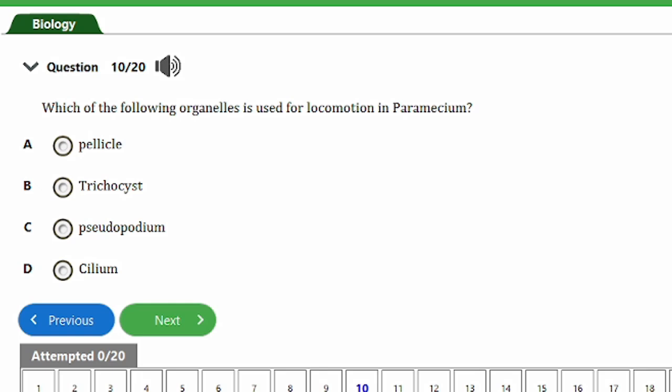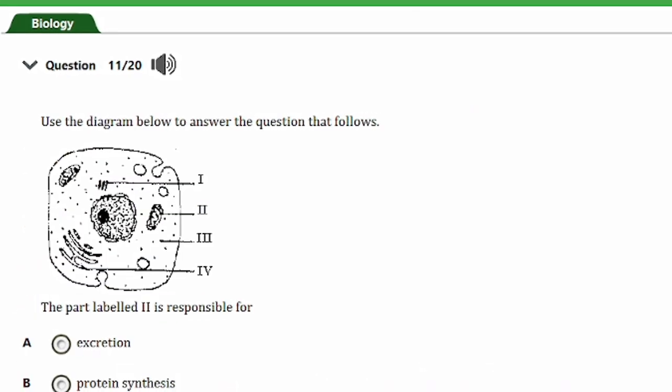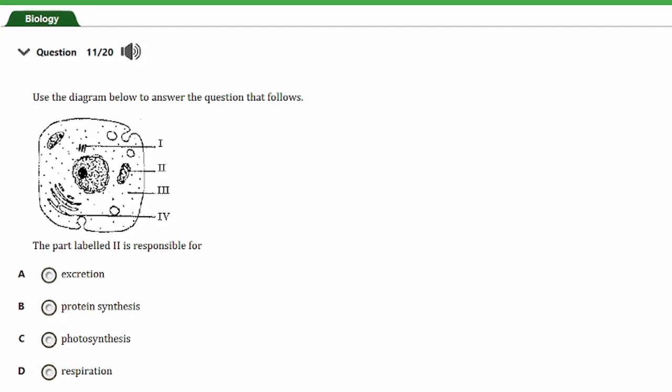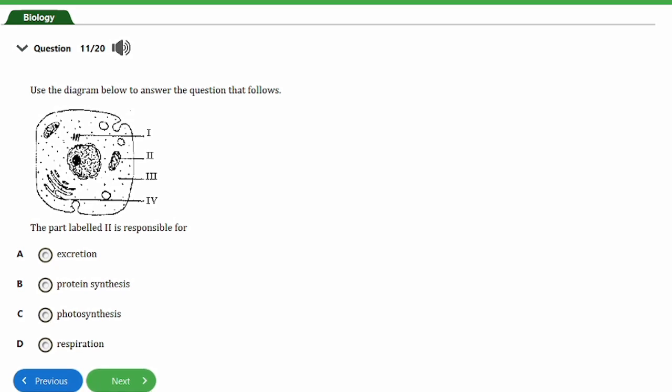So guys, the answer to this question is option D, and that's the cilium. Let's consider the next question, question number 11. It says, use the diagram below to answer the question that follows. Here we have the animal cell, and it's correctly labeled with Roman numerals I, II, III and IV, and the question here says the part labeled II is responsible for A, excretion, B, protein synthesis, C, photosynthesis, and D, respiration.